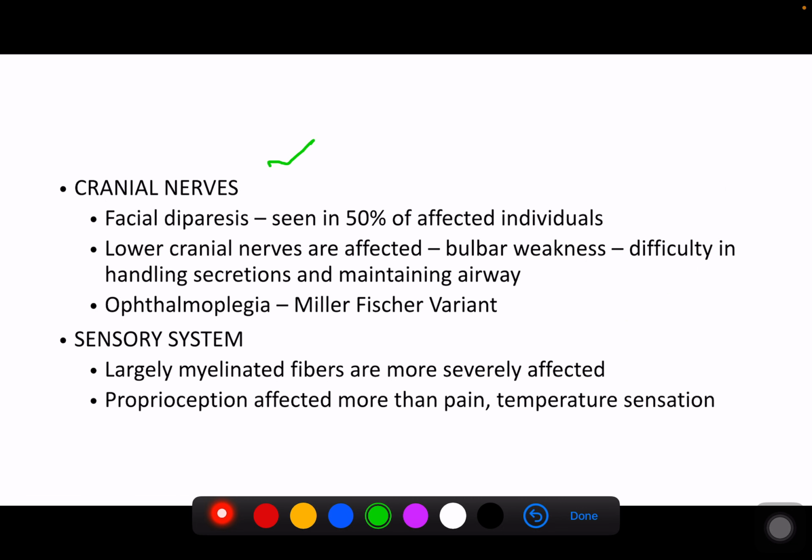Cranial nerves, so facial diparesis is seen in 50% of the affected individuals. Most commonly the face is involved. Yes, ophthalmoplegia, I told you, in Miller-Fisher syndrome it's affecting the ophthalmic nerve also. But others, lower cranial nerves, are affected: bulbar weakness, difficulty in handling secretions and maintaining a patent airway. Of course, cranial nerves are involved in a lot of cases, but the major one being facial diparesis, and they might present with features of Bell's palsy also.